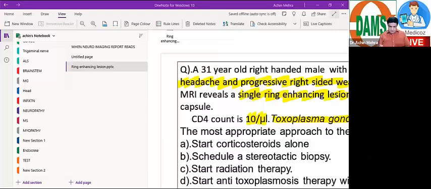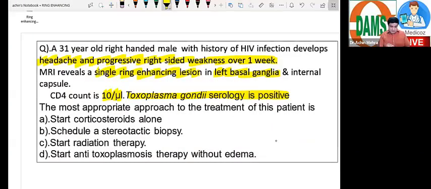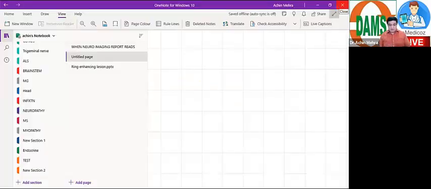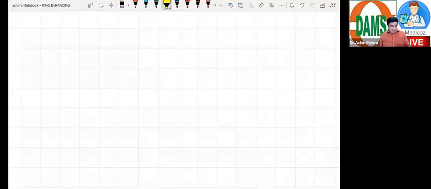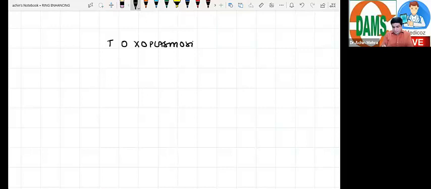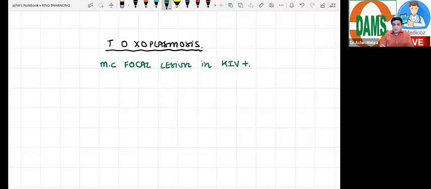It's okay. So I'll take you back into this topic, which is known as toxoplasmosis. I'll take some time to elaborate this topic, which we have not done much in the classroom also. This one is considered to be the most common focal lesion in an HIV positive patient. So the most common focal lesion that we find in an HIV positive patient is toxoplasmosis.